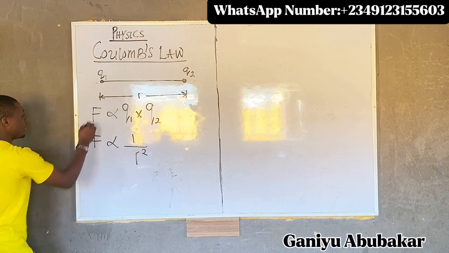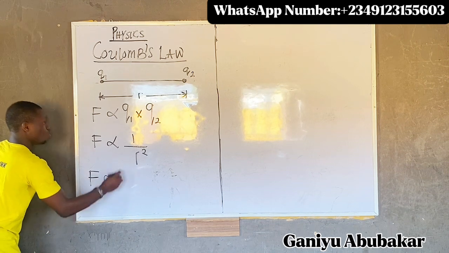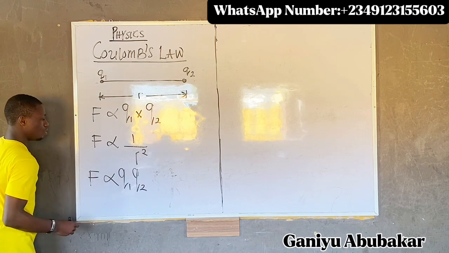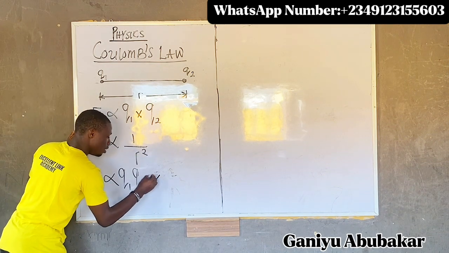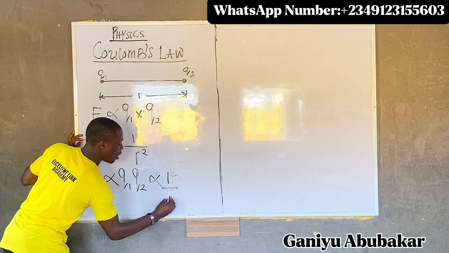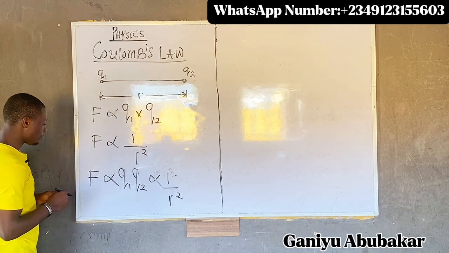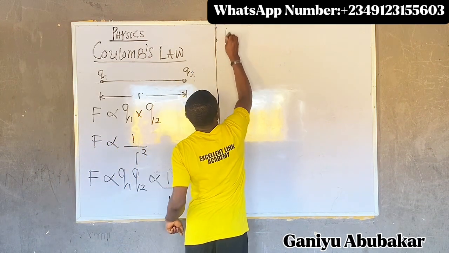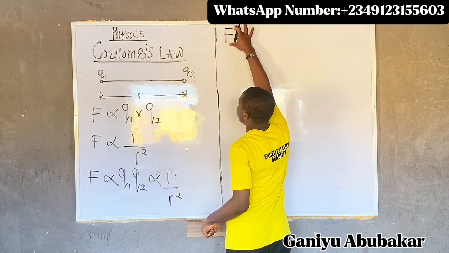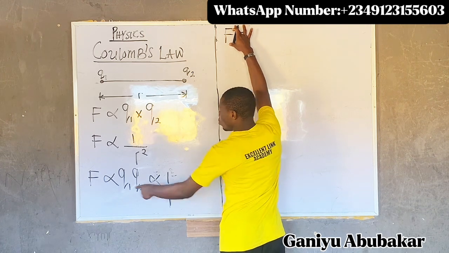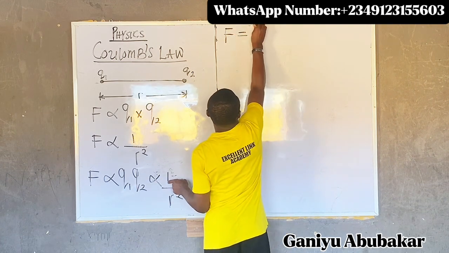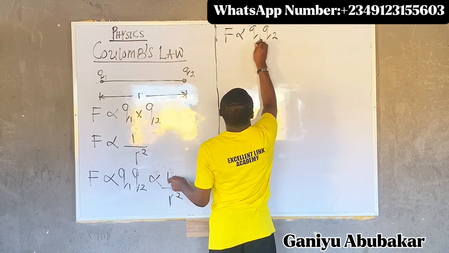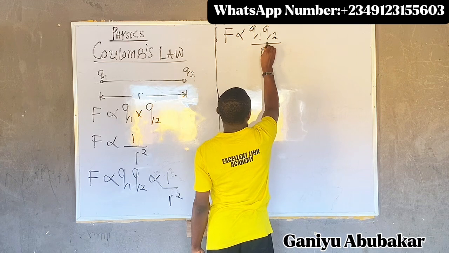Combine it together, I'm saying that this F is directly proportional to what? Q1 times Q2, right? Then inversely proportional to what? 1 over R squared. Combine Q1 Q2 with 1, I'll have that F, the force of attraction, is equal to Q1 times Q2 all over R squared.